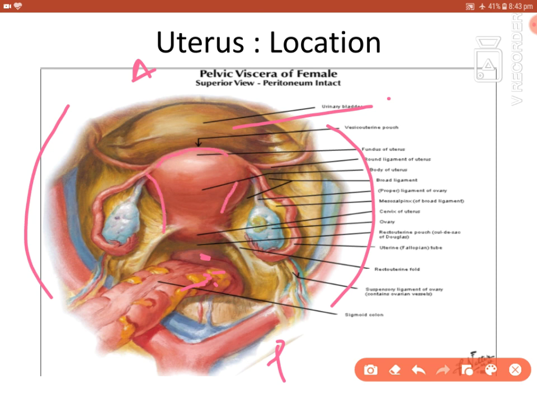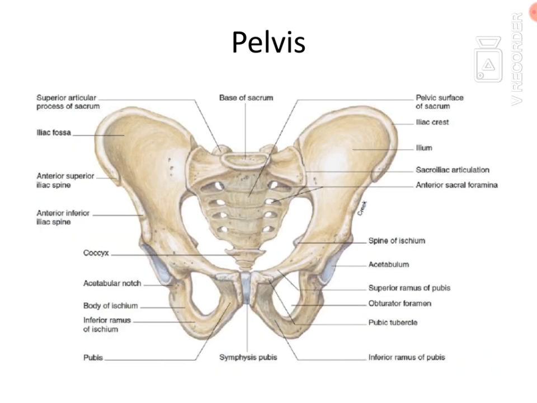this one is the uterus. This is the fallopian tube, the ovary. This yellow forms the broad ligament. Posteriorly you can see the fallopian tube with this ovary. So the location of this uterus is in the lesser pelvis.